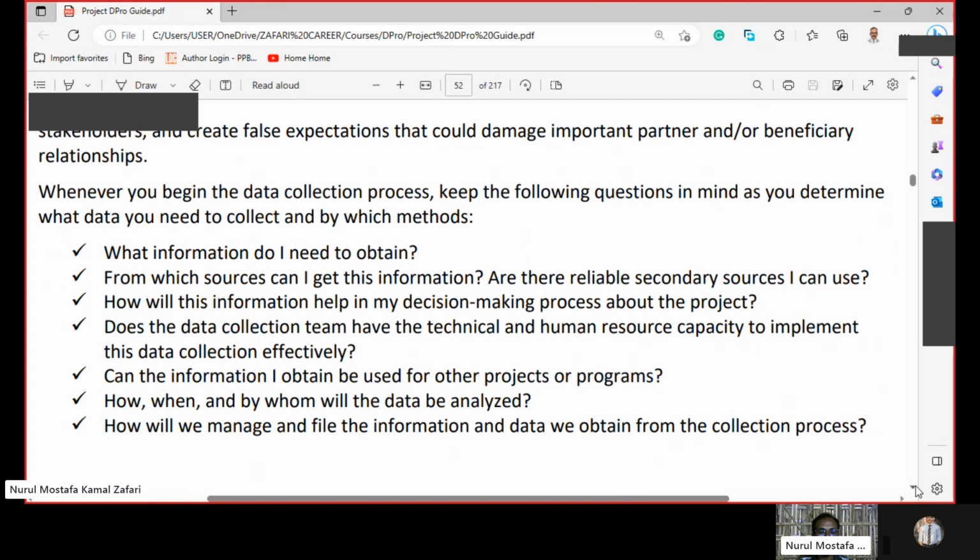Does the data collection team have the technical and human resource capacity to implement this data collection effectively? Can the information I obtain be used for other projects or programs? How, when, and by whom will the data be analyzed? How will we manage and file the information and data we obtain from the collection process?